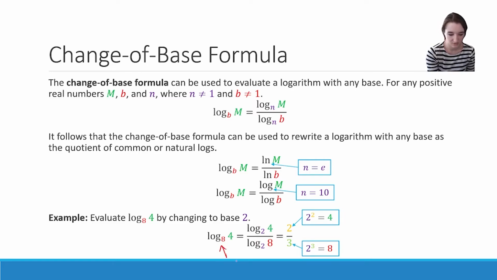Even if I change this into its exponential, it would have been 8 to the y equals 4, and that's not something I know. But the exponential form here is 2 to the y equals 4, and I know that's 2. 2 to the y equals 8, and I know that's 3. So log base 8 of 4 is 2/3. That can be a helpful way of using the change of base formula.